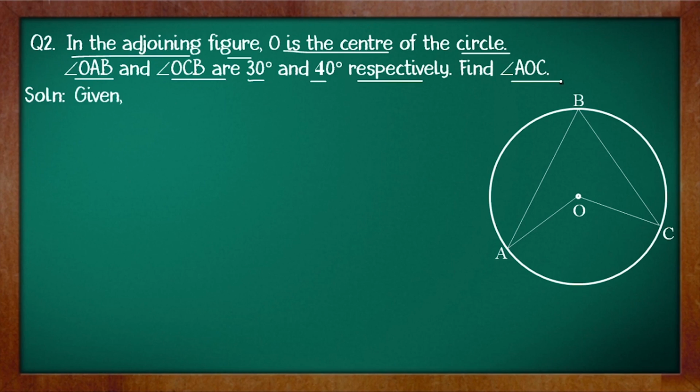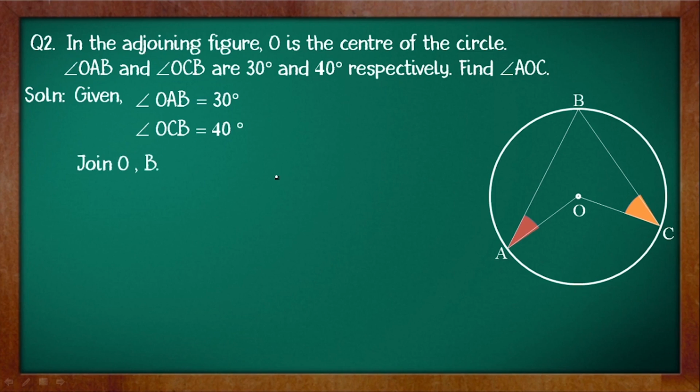So let's start by writing what is given in the question. Angle OAB is 30 degrees. That means if you see in the figure, this angle is angle OAB, and OCB is 40 degrees, and in the figure angle OCB is this angle here, that is 40 degrees.